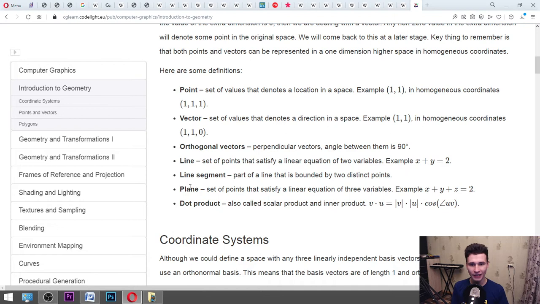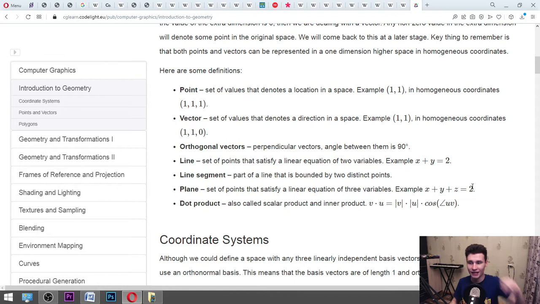Okay, a plane is a set of points that satisfy a linear equation of three variables. So we know that we have two variables, and then we have three variables, x, y, z. That is actually a plane. It is good to understand, because a line is x and y, and a plane is something more. We have here a set of points on it, and it is actually a plane, because we have 3D here.